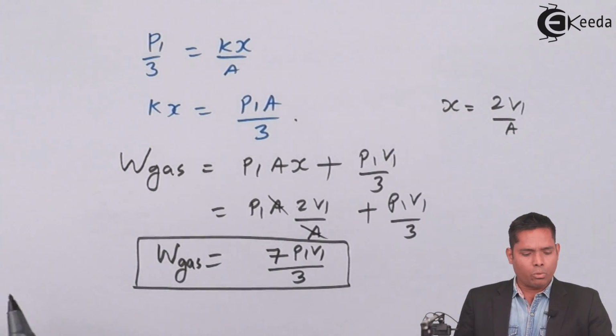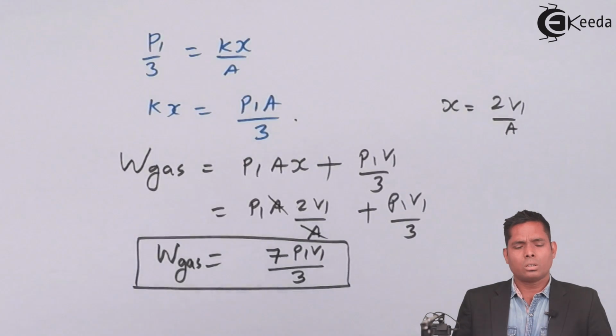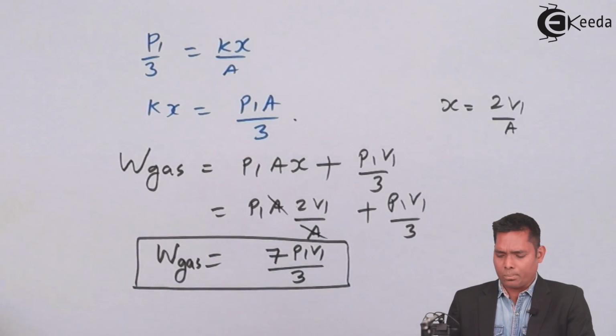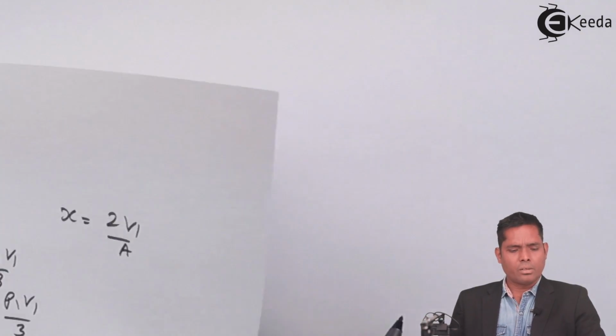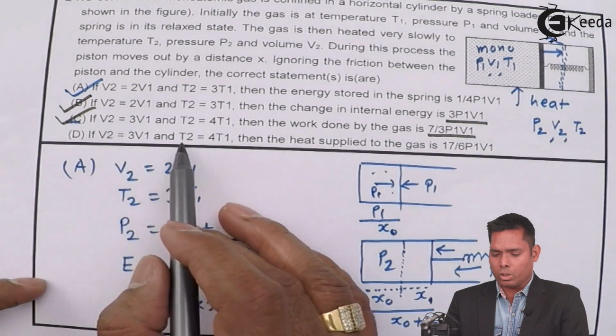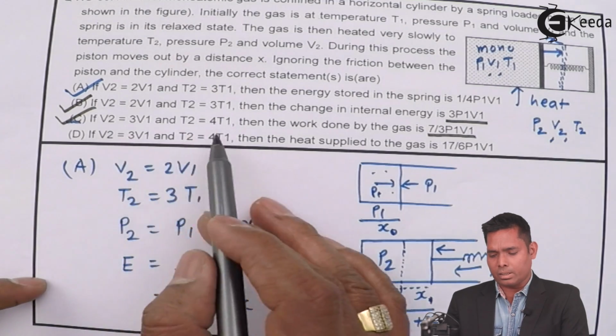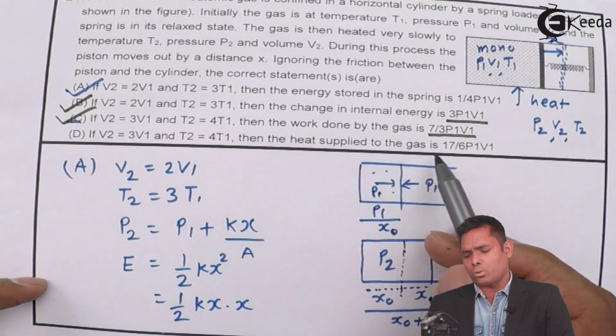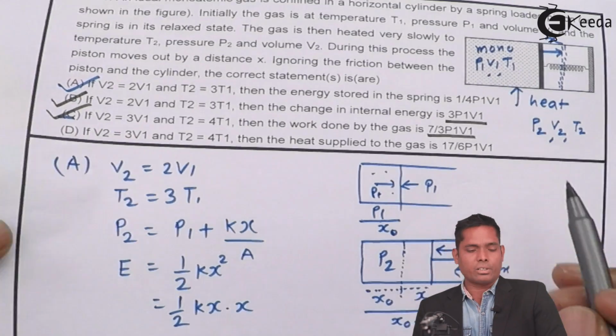So now we'll move to the fourth option. Let us see whether that option is still correct or not. The fourth option is what? You can see the question. The fourth option is V2 is 3V1, T2 is 4T1. That means the condition remains the same. The heat supplied to the gas is this one. Let us check whether the heat supplied is that one or not.